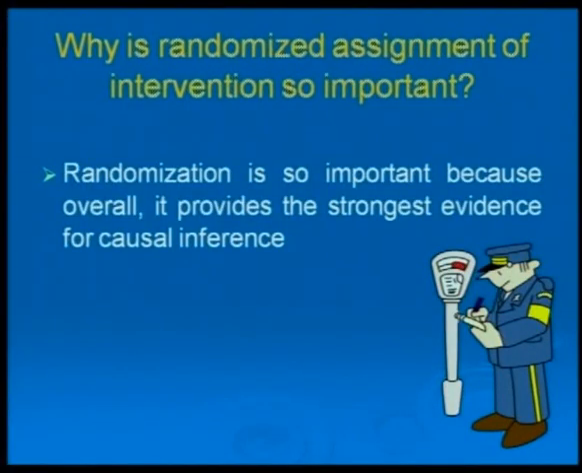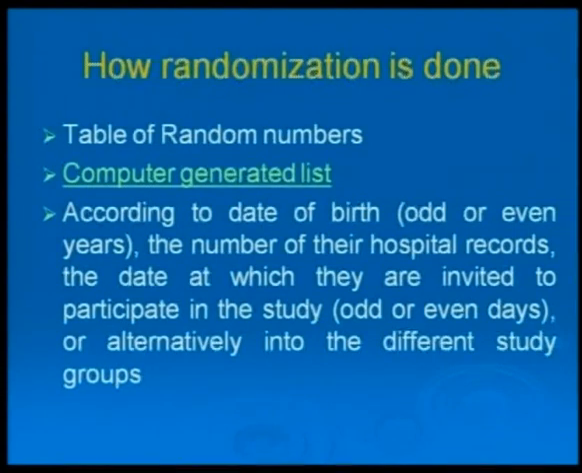So why is randomized intervention so important? Because overall it provides the strongest evidence. And these are the methods of randomization. One is a table of random numbers, and the other is a computer-generated list.